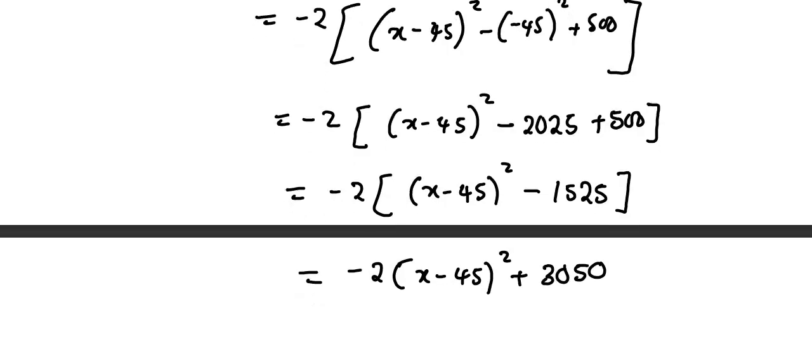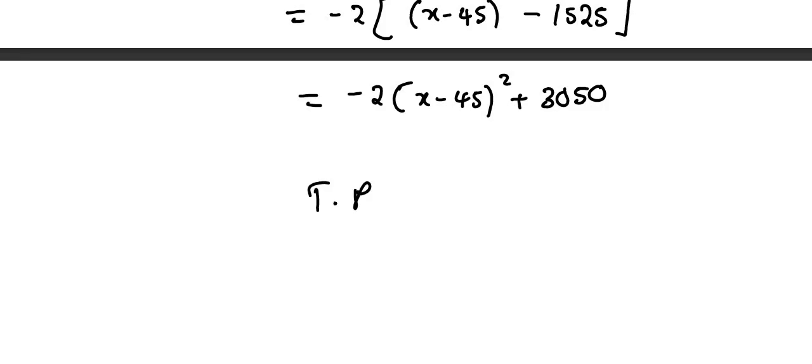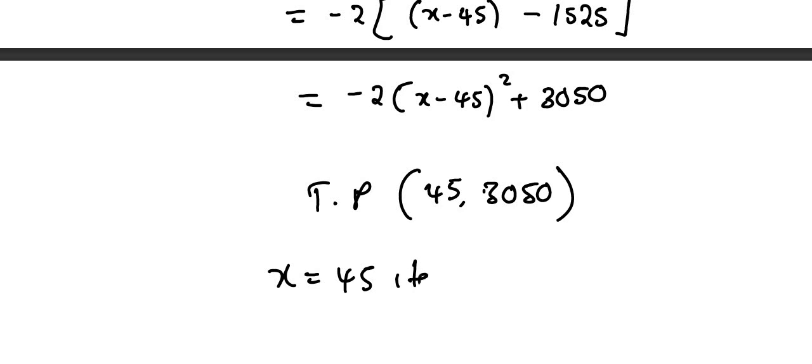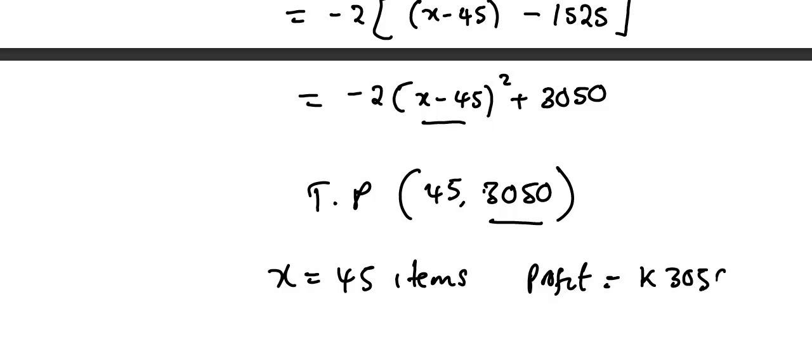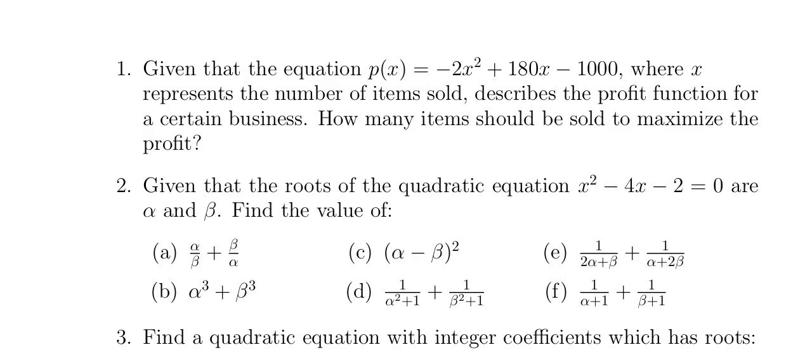This is what you get. So the turning point is just 45, 3050. So I'll say x is equal to 45 items. This is the number of items that need to be sold, and the maximum profit that can be made is simply the y component, which is the 3050. If it was in kwacha, I would say 3050 kwacha. So this is what you needed to do on question number 1.